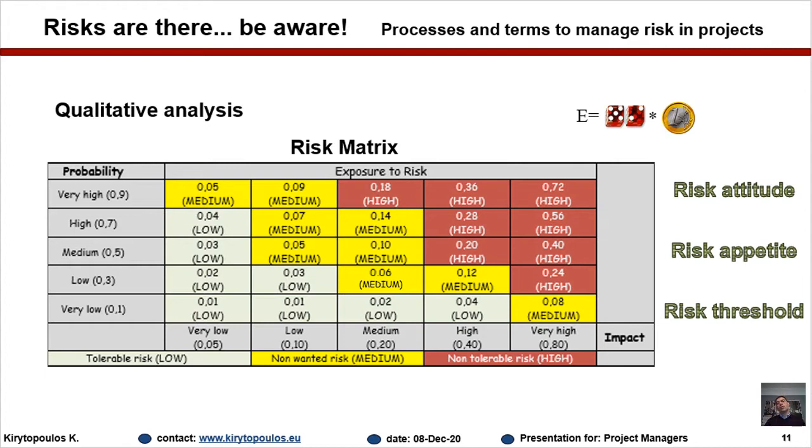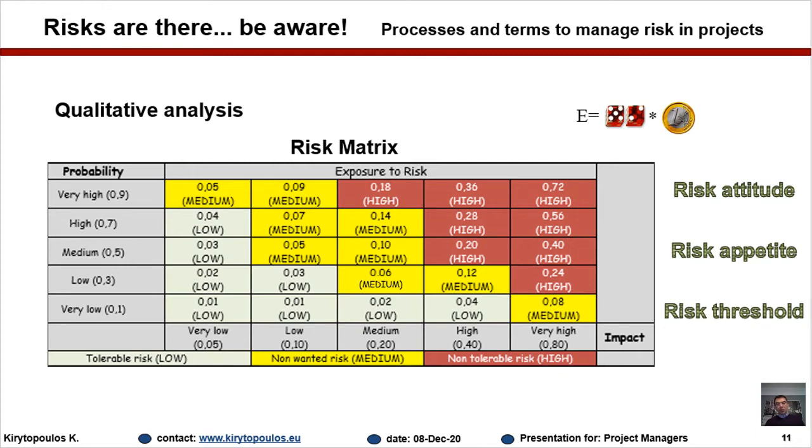Before we try to dig into this matrix even more, we need to talk about three very important terms in risk management. And this is risk attitude, risk appetite, and risk threshold. So what's risk attitude? Risk attitude is how each individual feels about the risk. And there is a very big spectrum that ranges from what we call a risk-averse person to a risk seeker. A risk-averse is someone who is not feeling really comfortable with risks, while on the other hand, the risk seeker is someone who is very, very comfortable with risk. So a gambler is obviously a risk seeker. But this is a personal attitude.